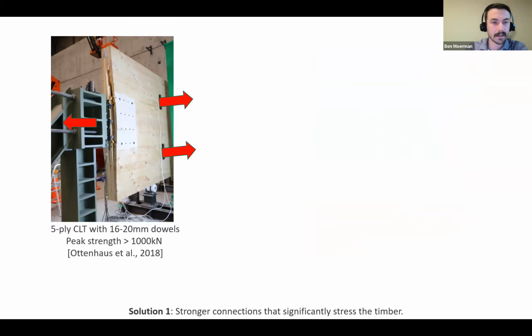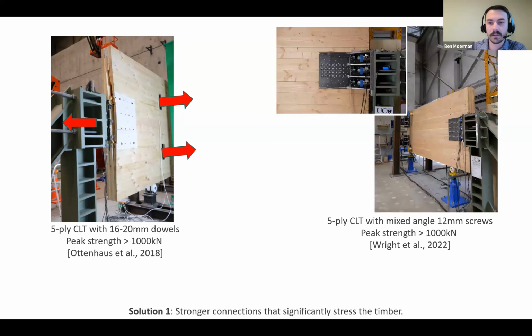On the left here is a test from Canterbury a couple of years before I got there by Lisa Ottenhaus, and she was looking at high capacity dowel connections. So this one, there's 16 dowels, and they were seeing peak strengths of about 1,000 kilonewtons. Another similar test that's really putting significant stress in CLT was done by Thomas Wright, and this was around the same time I was at Canterbury, and similar strength levels. He was getting up around 1,000 kilonewtons.